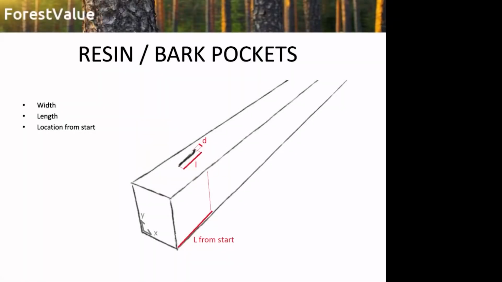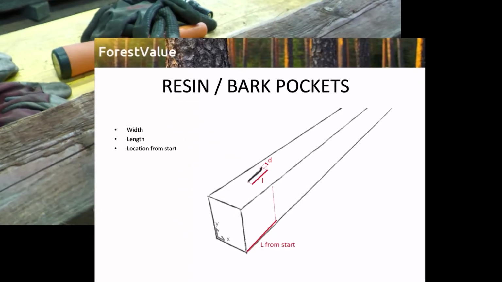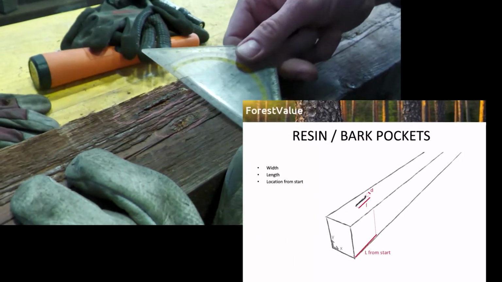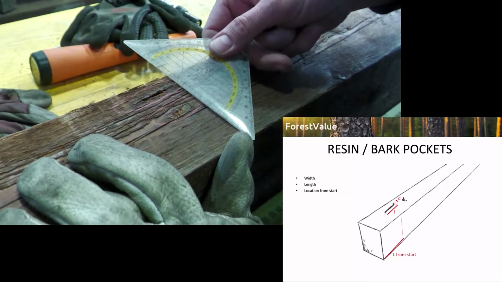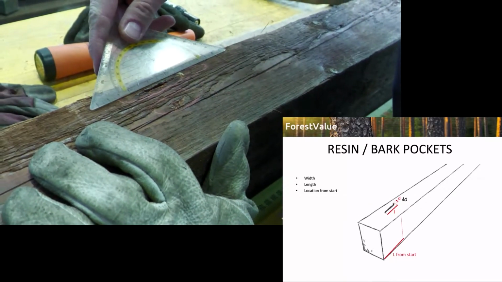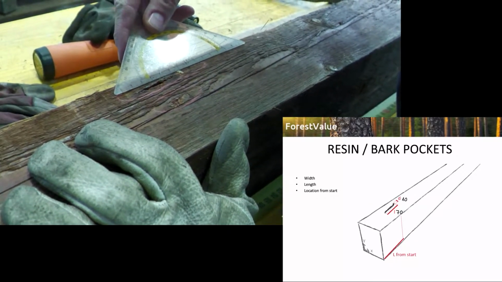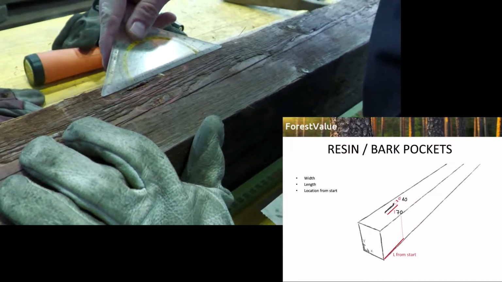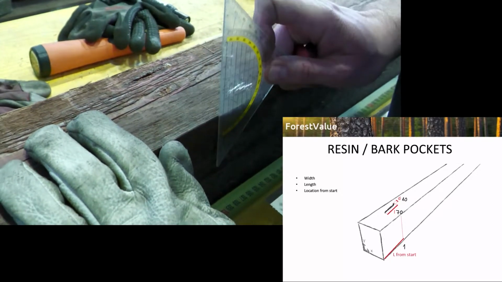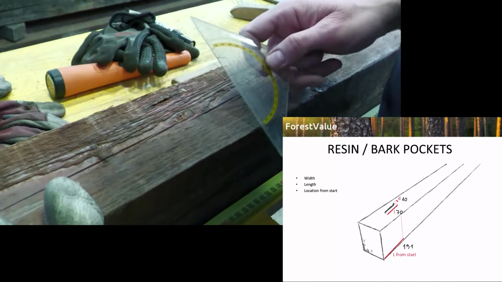After the knots, we measured the resin and bark pockets. We measured their width, length, and location from the start of the specimen.